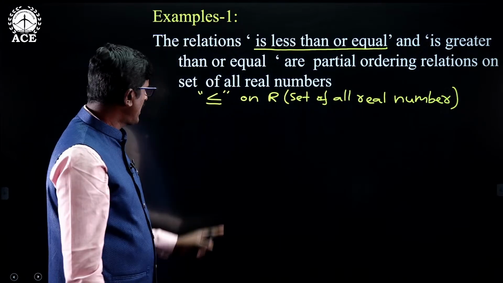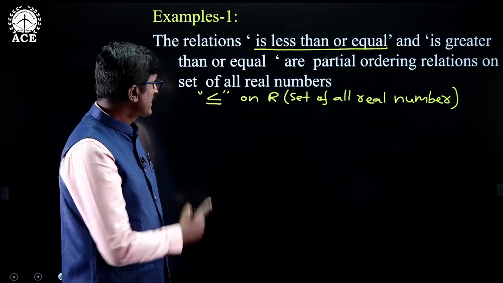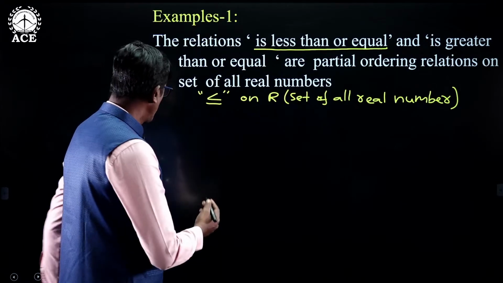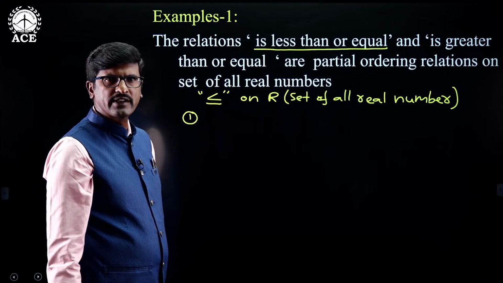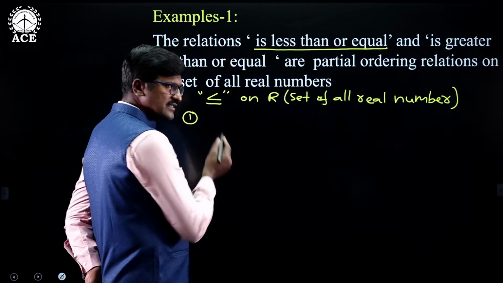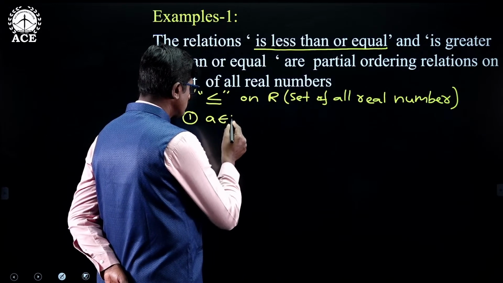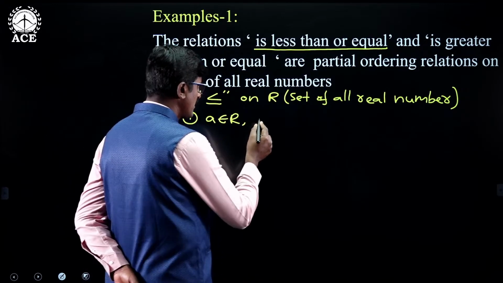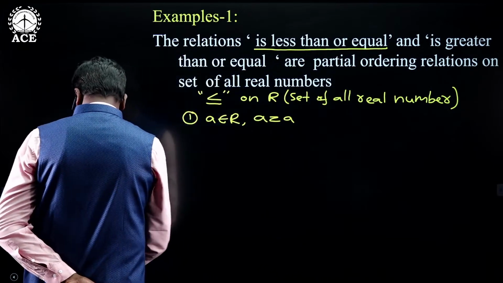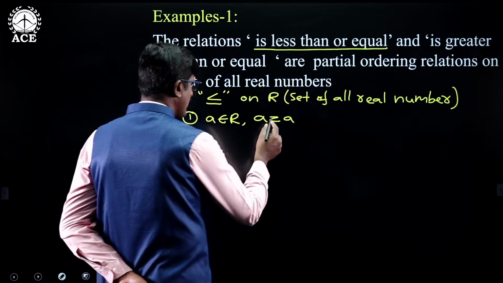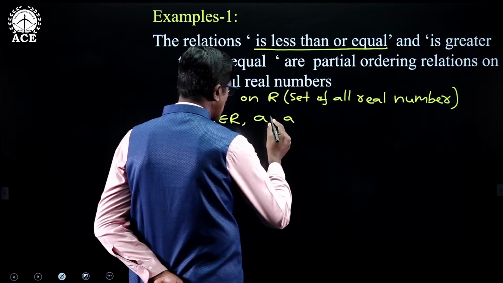Now I am going to verify whether less than or equal to on the set of all real numbers is a partial ordering relation or not. First, I am going to verify whether it satisfies the reflexive property or not. If you take some a belongs to R, some real number, then a is equal to a. So if you take any real number a, it will be equal to itself.